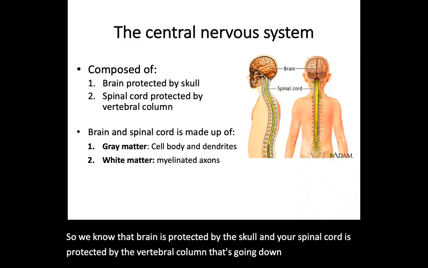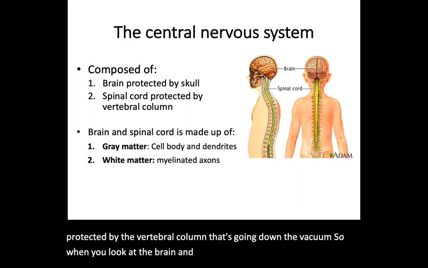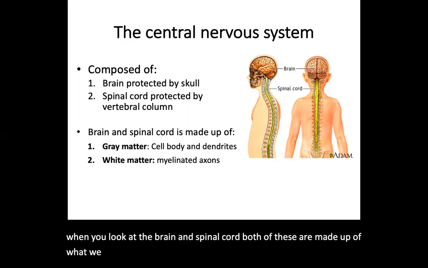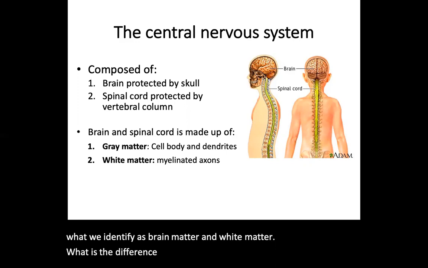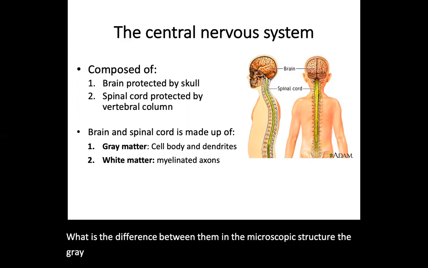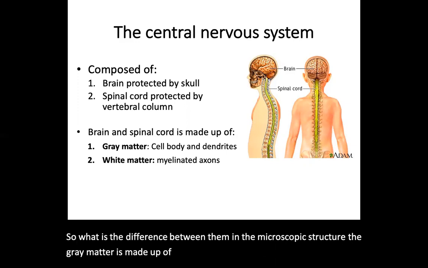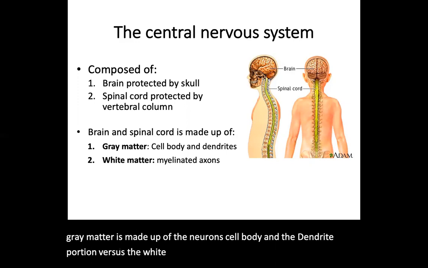So when you look at the brain and the spinal cord, both of these are made up of what we identify as gray matter and white matter. So what is the difference between them? In the microscopic structure, the gray matter is made up of the neurons' cell bodies and the dendrite portion, versus the white matter, which would be the myelinated axons of the same neurons.